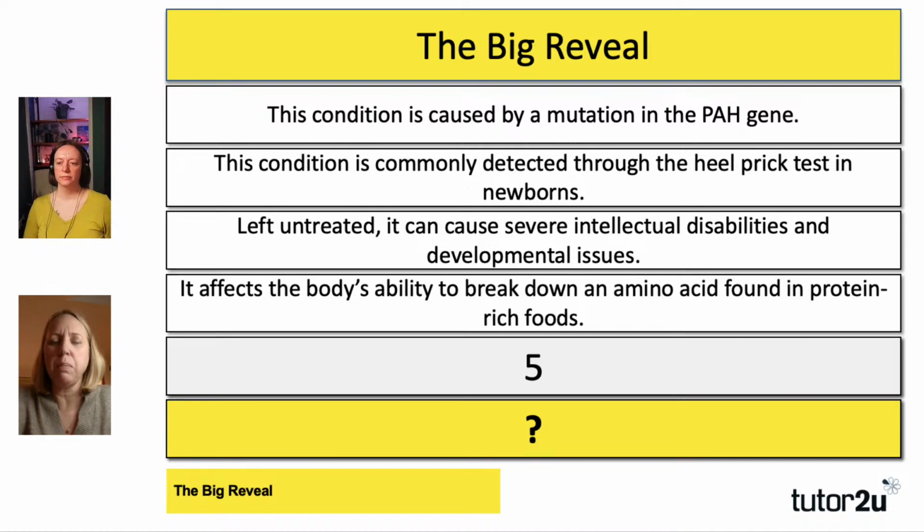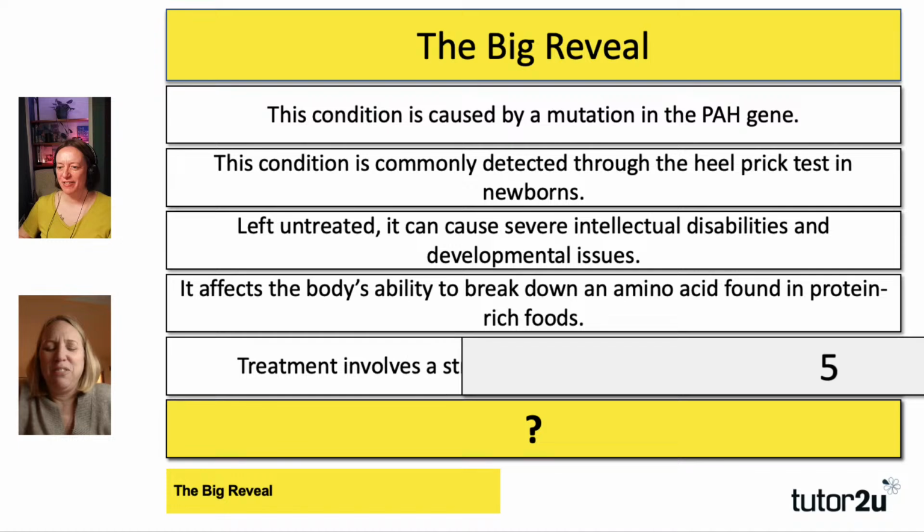It affects the body's ability to break down an amino acid found in protein-rich foods. Okay. Okay, my life has changed her answer to PKU. Yeah, quite a few. Associate is saying PKU or cystic fibrosis. I think from clue 4, we can rule out cystic fibrosis, probably from clue 3 as well, actually. Alicia's saying PKU. My life's saying PKU for sure. For sure, love it. Okay, let's have a look at number 5.